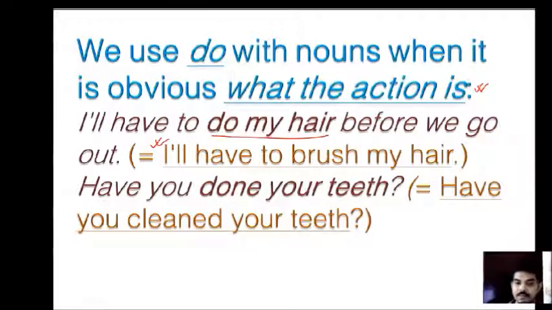The same thing happens. Have you done your teeth? It would mean only cleaned or brushed your teeth. Nothing more than this. So they have a very fixed sense when used with delexical do, and the action gets coined just like an idiom. So you don't have any other option but to go with this.